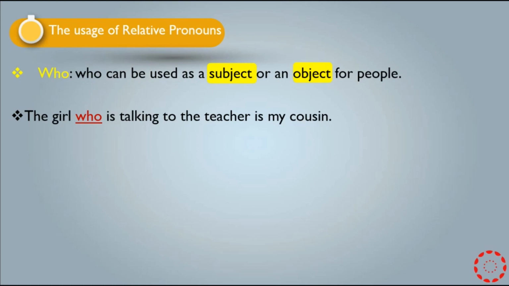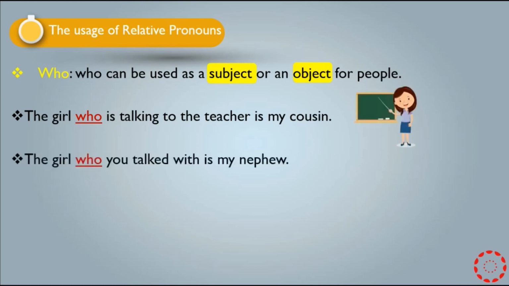Okay. Another example. The girl who you talk with is my niece. Again, look, why do I use who? Because we have the girl, which is a person. And because who comes in the middle of the sentence, it means I used it as an object.